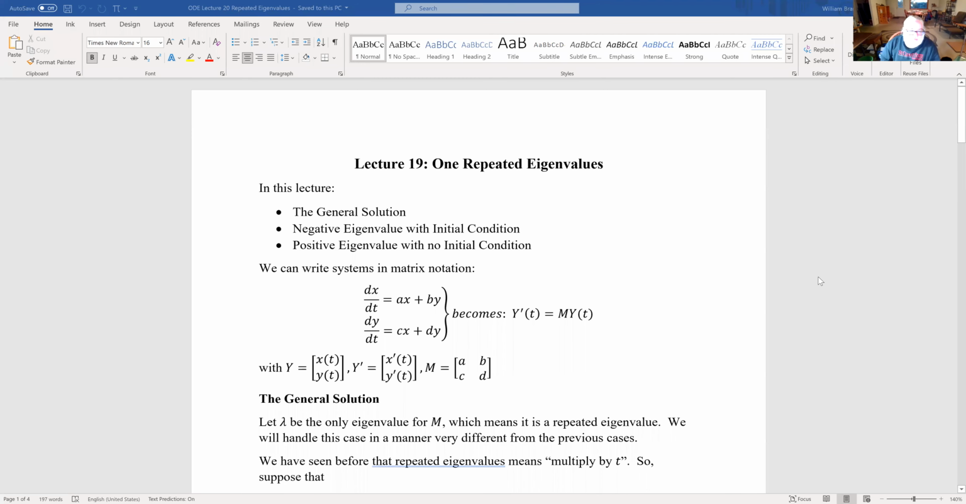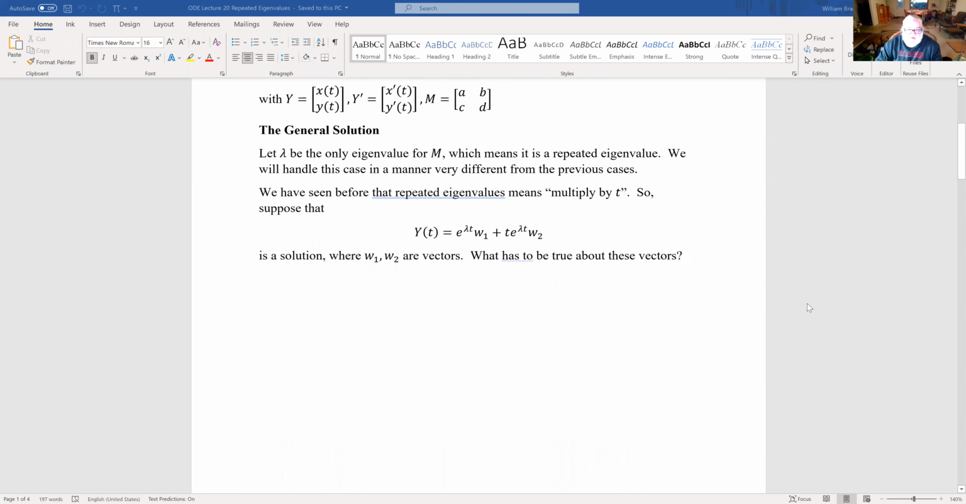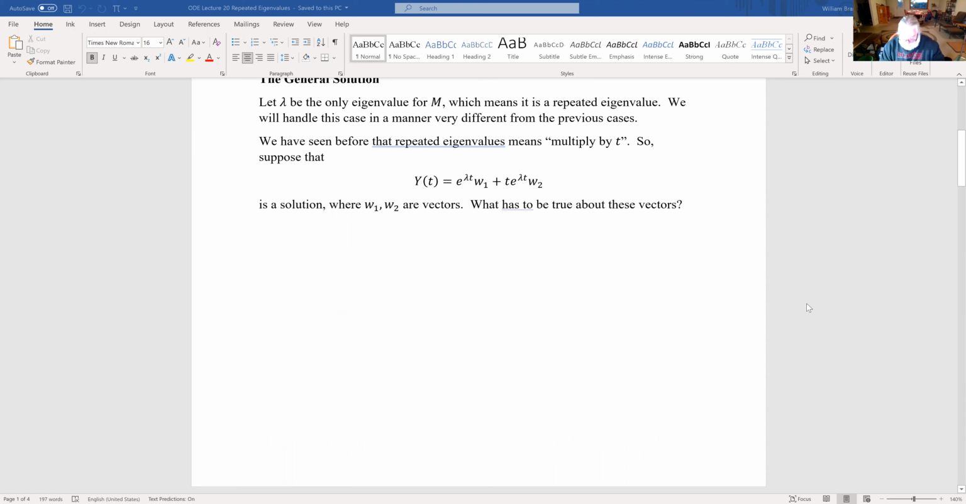Okay, repeated eigenvalues. What we'll do is look at the general solution and two examples. Repeated eigenvalues, we're going to handle very differently from previous cases. Usually we've seen that repeated eigenvalues means multiplied by t. So we'll look at this thing and say, if this is a solution, what has to be true about this?